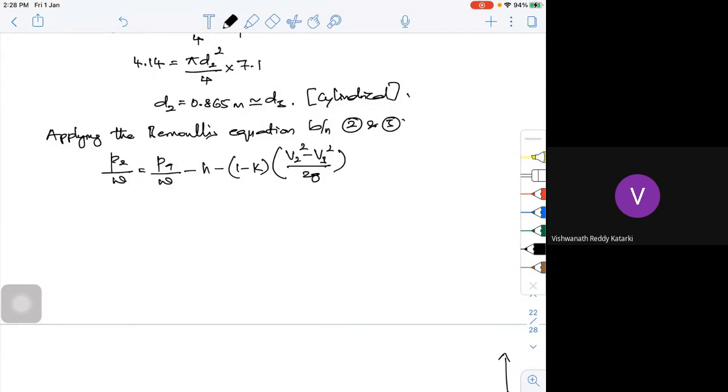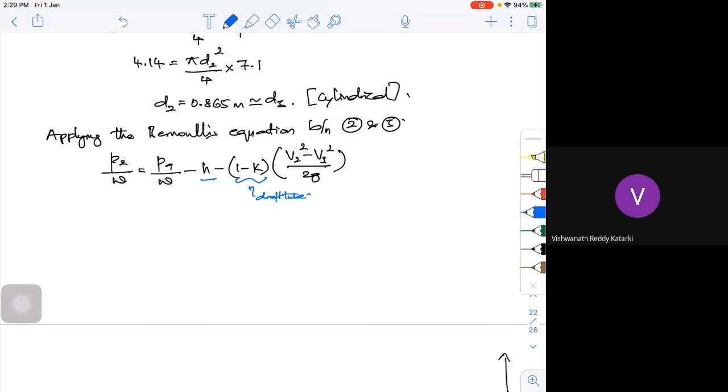This is the formula I used in this particular case, where H is nothing but the head above your tail race where your turbine is located. Here, it's around 2.5 meters. And what is 1 minus K? We call it the draft tube efficiency.